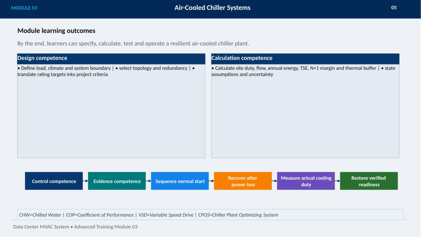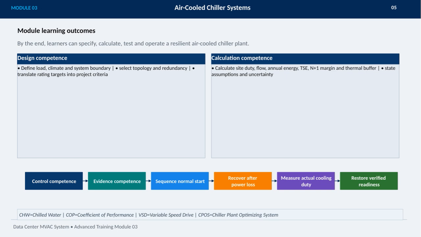Next is calculation competence. Here, you'll accurately calculate site duty, flow, annual energy use, total system efficiency, N+1 margin, and thermal buffer, while clearly stating assumptions and acknowledging uncertainties. Control competence covers essential operational sequences, including starting the system normally, recovering after power loss, measuring actual cooling duty, and restoring verified readiness. Finally, evidence competence ensures you can demonstrate and validate all system parameters and performance metrics.